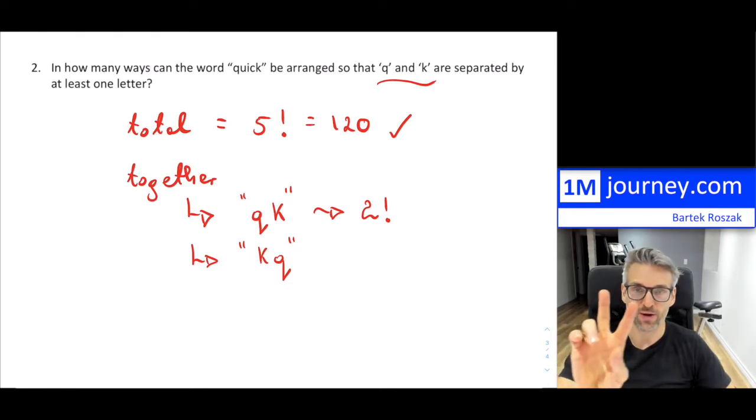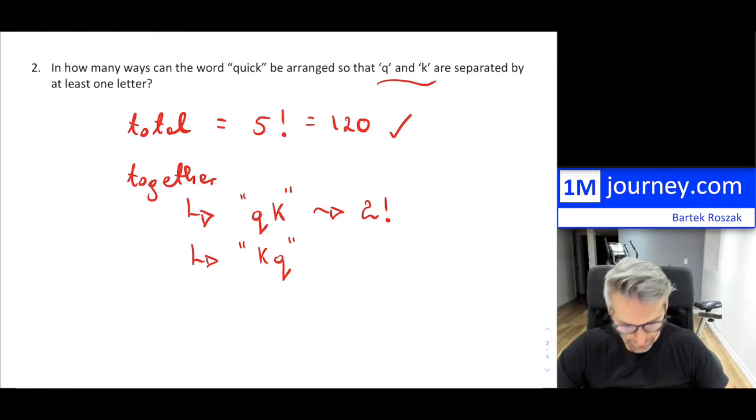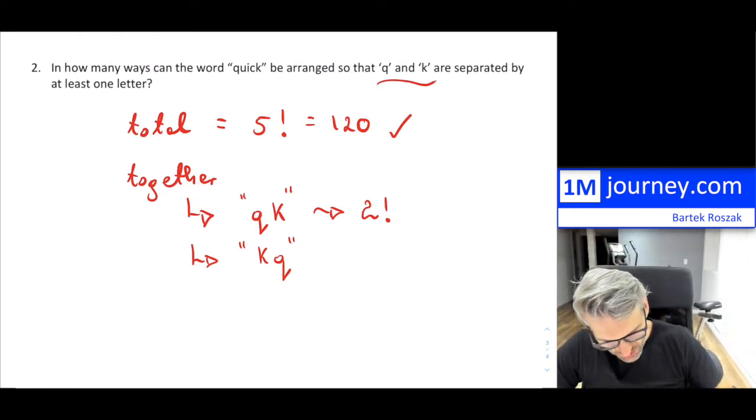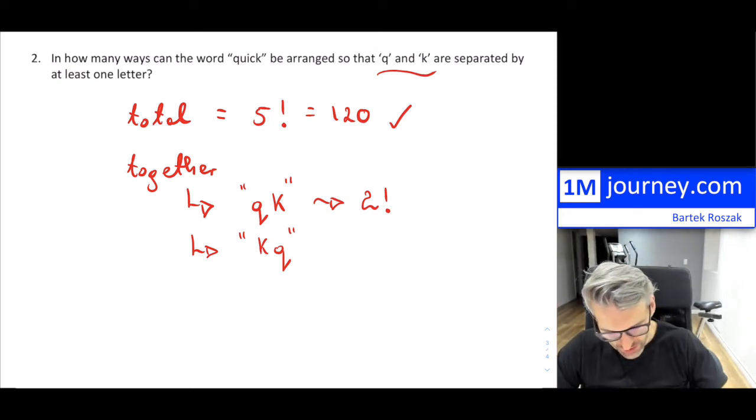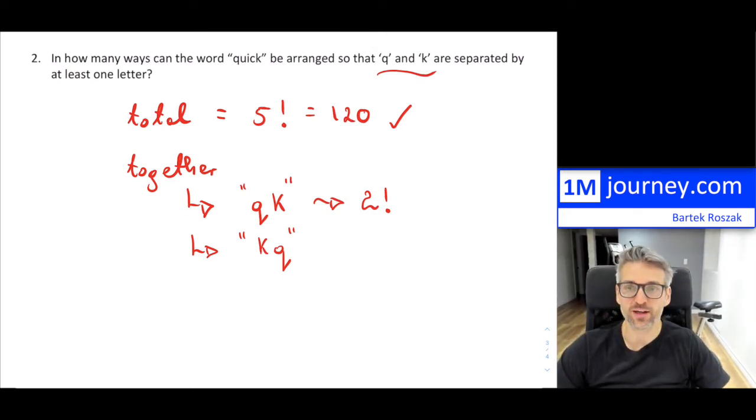Different ways of rearranging, which is just the swapping. So that's 2 factorial ways of how you can swap: either Q, K, or K and Q. And now that also leaves me with another 3 different letters, which would have been the U, the I, and the C.